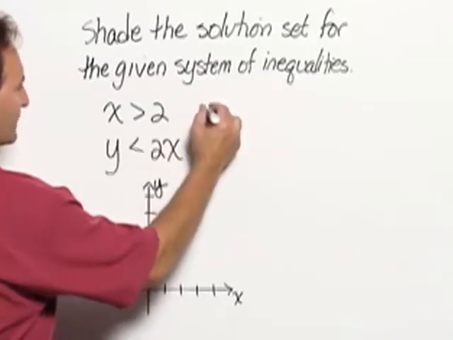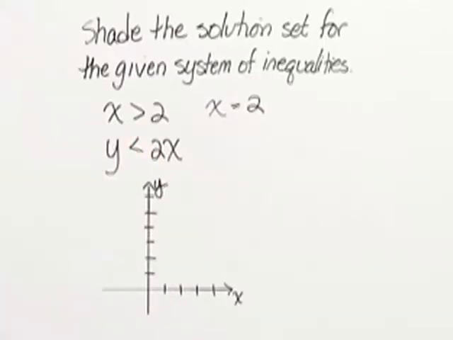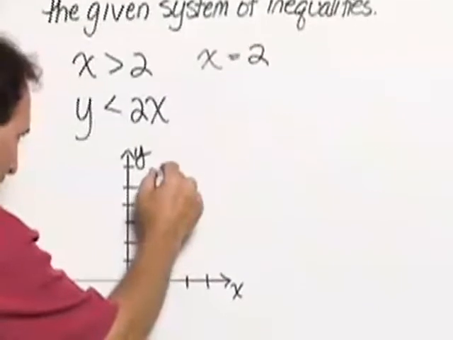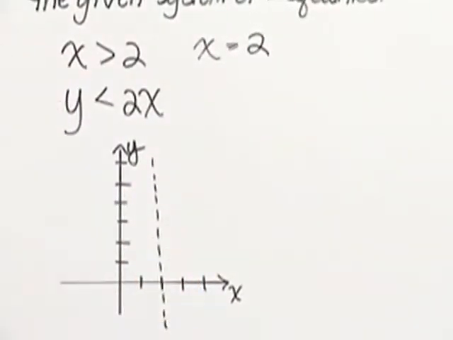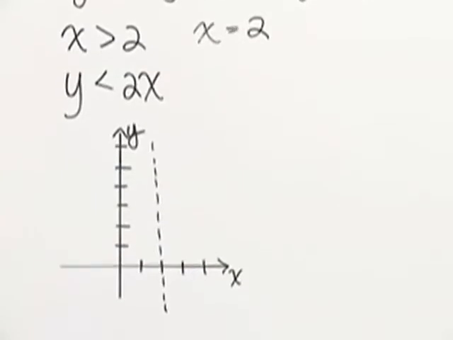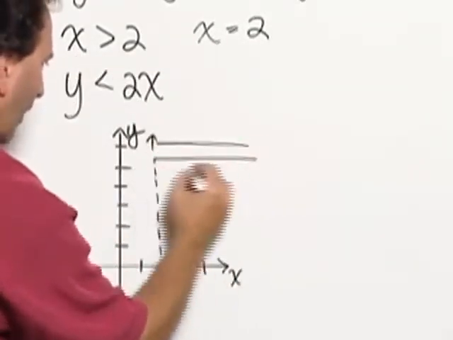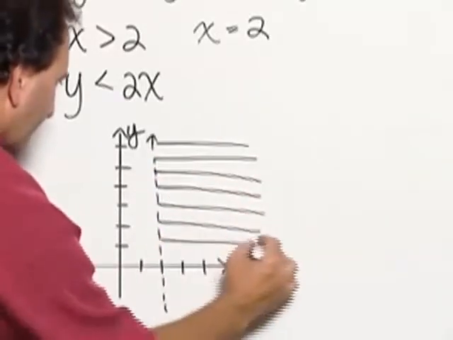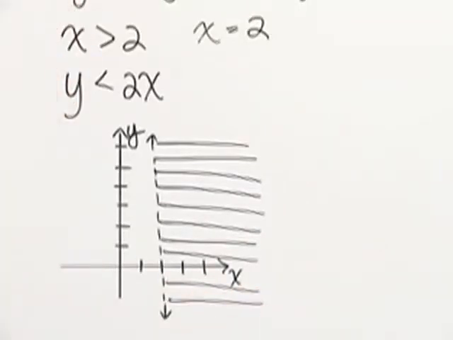This one would be x equals 2, and it will be dashed because there's no equal to part in the inequality symbol. x equals 2 is the vertical line passing through the x-axis at 2. And x is greater than 2 would be all of the x values on this right-hand half plane that's to the right, of course, of that line.